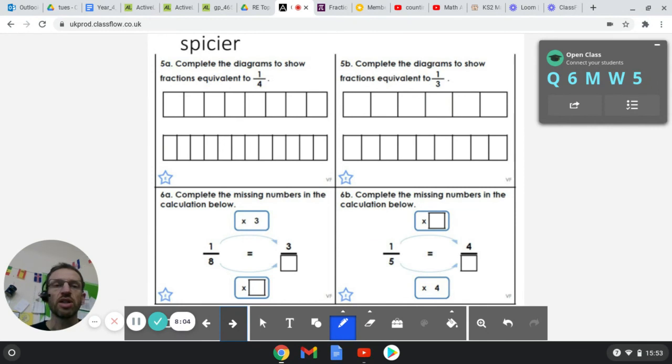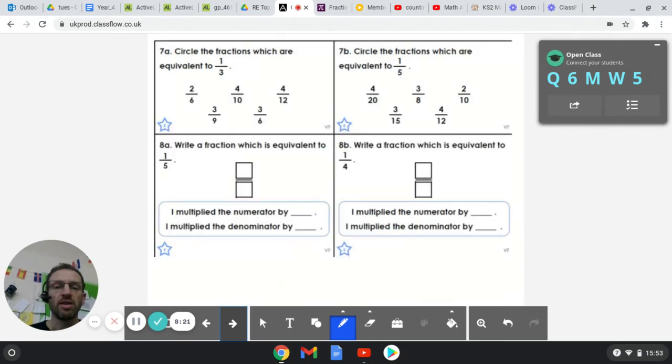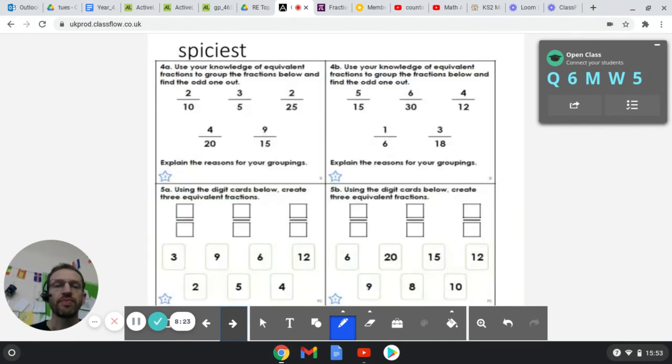Okay, spicier work. Again, you're completing diagrams by colouring in. You have to draw these out in your books, and you are looking at missing number puzzles where you are converting fractions using multiplication, the same to the top numerator as to the bottom denominator. More spicier work, and the spiciest.